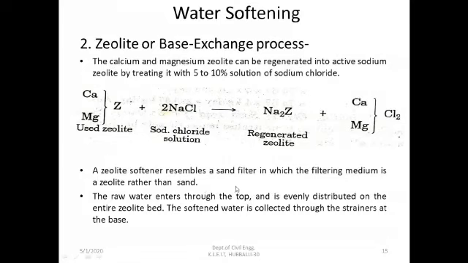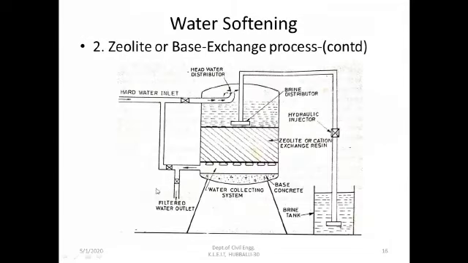Now this zeolite softener usually resembles a sand filter in which the filtering medium is zeolite rather than sand, and raw water enters through the top and is evenly distributed on the entire zeolite bed, and the softened water is collected through the strainers at the base. Here you can see the hard water which enters and is applied, and this is nothing but the zeolite bed, or the cation exchange resin. From here it gets collected in this water collecting system through the strainers, and then it is filtered out.